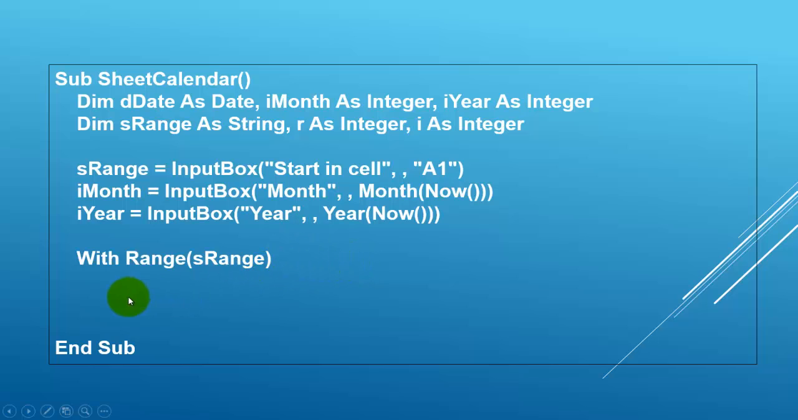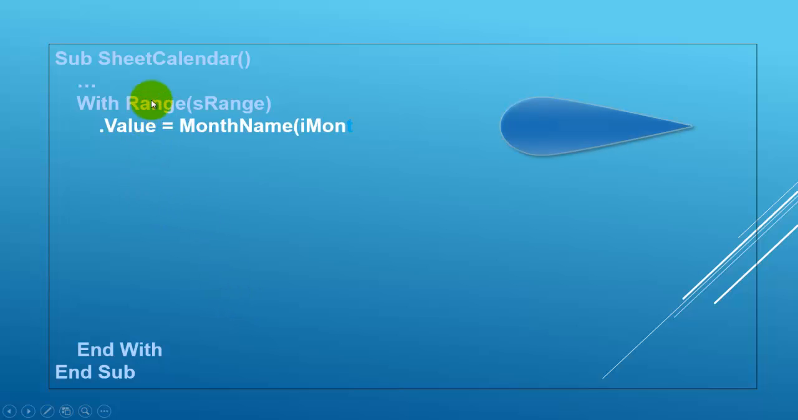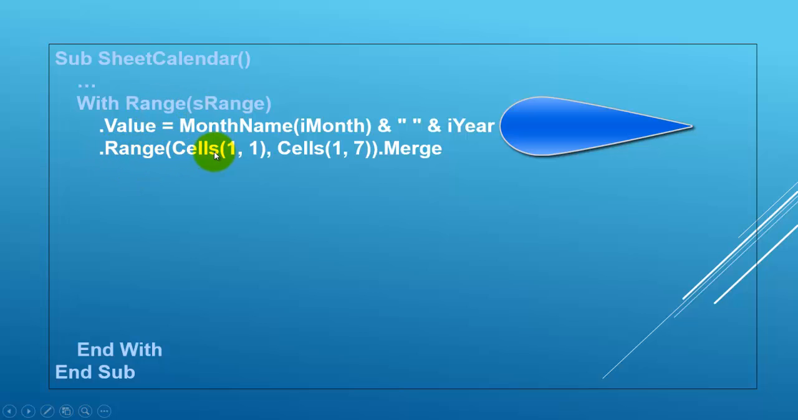And then we are going to talk to the beginning of the range. So we say with range, sRange, range A1, end with. And inside that with statement, we are going to do all our actions. We had this already. And within the with range statement, we are going to talk to that range with dot value. Don't forget the dot. So it is the value of range A7 or whatever. Put in there the month name, iMonth, space and the year. But from that range sRange, take the first cell up to the last cell in that row. So let's say A1 through G1. From Sunday through Saturday. And merge those 7 cells into one. And make the horizontal alignment centered.